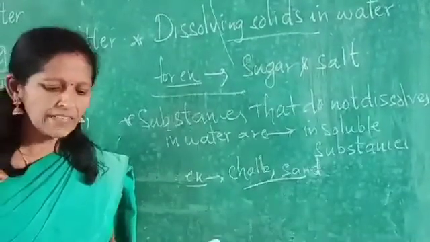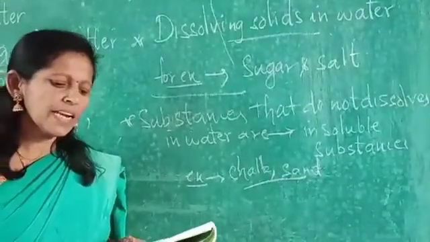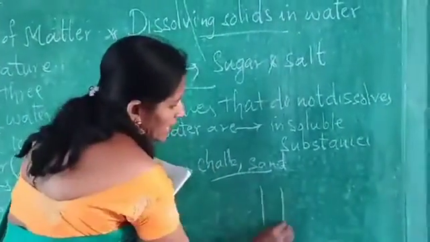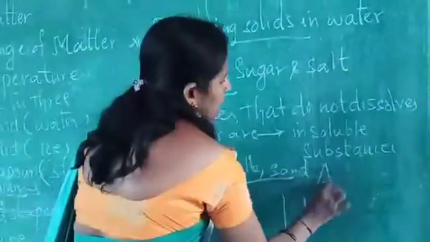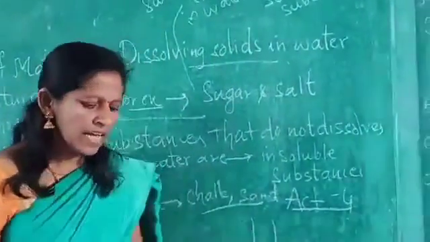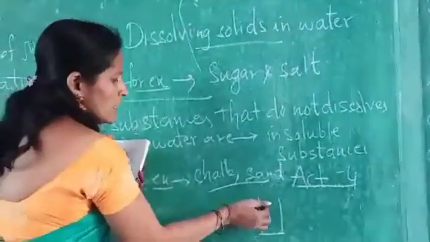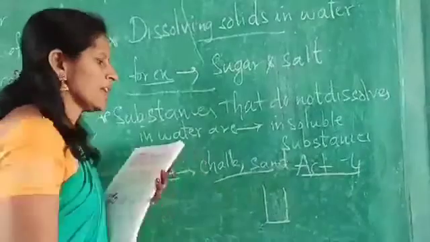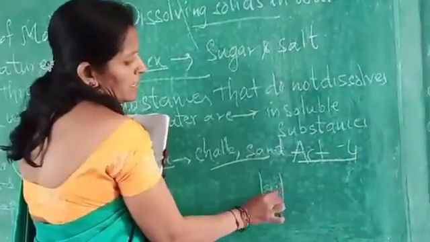So here an activity is given. Take a glass of water. I am taking a glass of water for activity 4. So take a glass of water. I have taken the water glass and put a teaspoon of sugar. I poured sugar here.